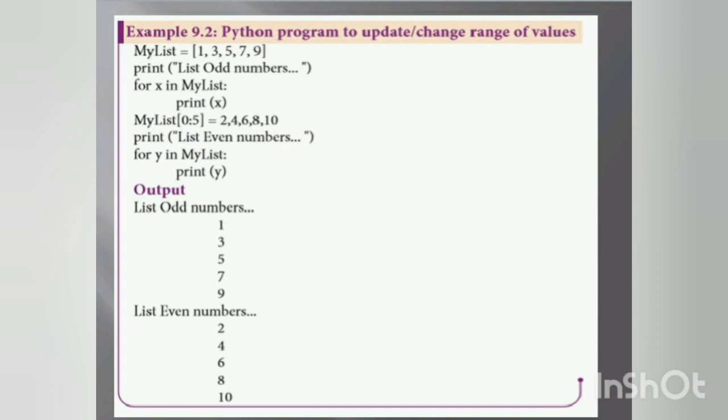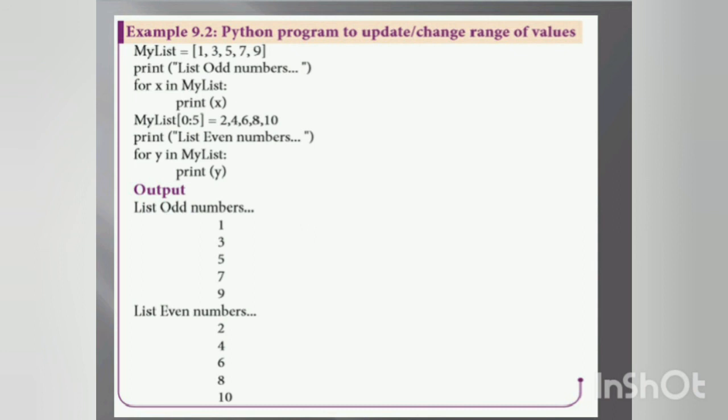Then this is the index starting value, from 0. So it will take from the first element till 5. 5 means n minus 1, that is 4. So it will take only 0 to 4, that is 1, 3, 5, 7, 9. So from 0 to 4, it wants to update the variables, it wants to change the list elements to 2, 4, 6, 8, 10. Instead of 1, 3, 5, 7, 9, it's going to change to 2, 4, 6, 8, 10.